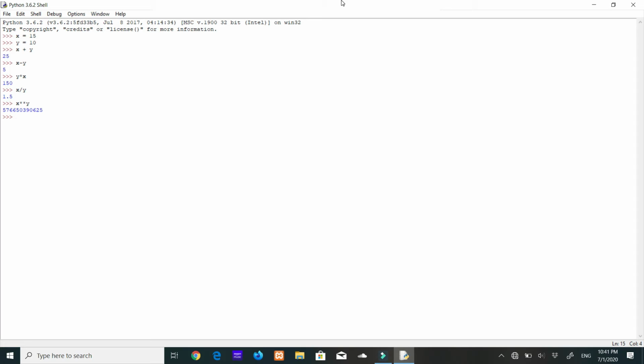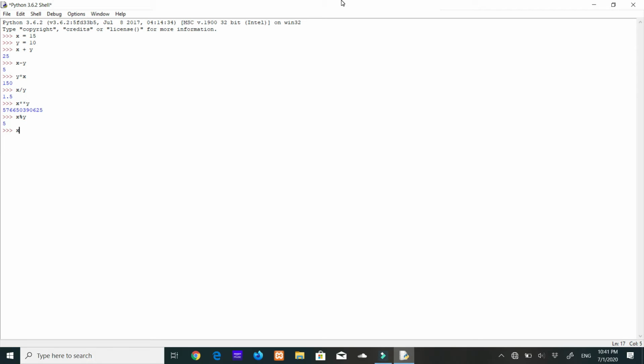The other one we can have is the modulus, which is represented by the percentage sign. What the modulus does is give us the remainder of x divided by y. So modulus gives us the remainder. So x, which is 15, divided by 10, is going to give us a remainder of 5, and we get 5.